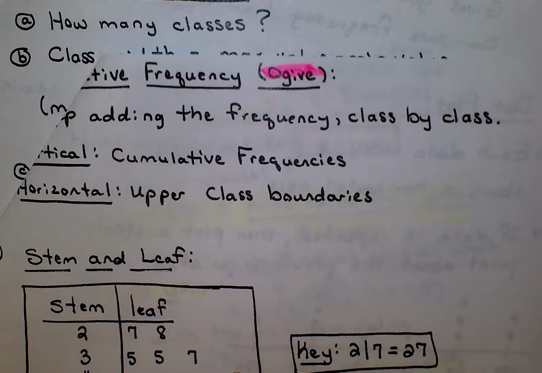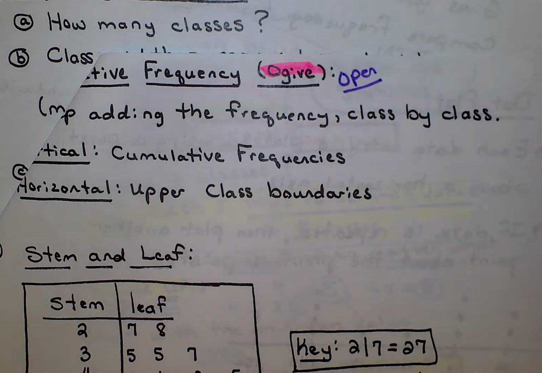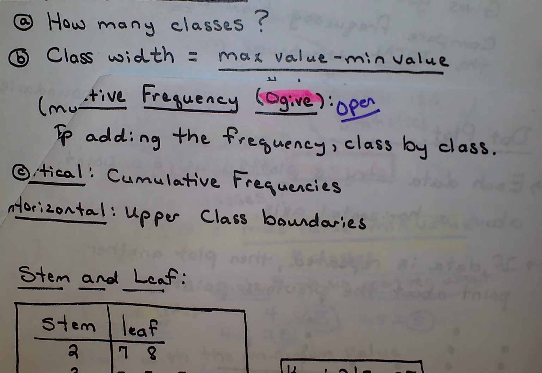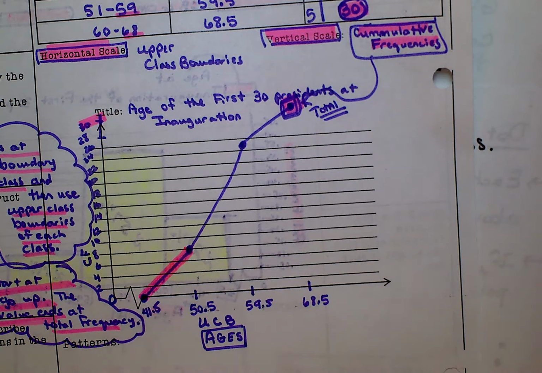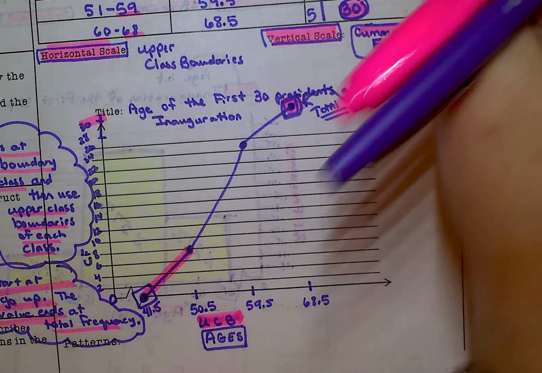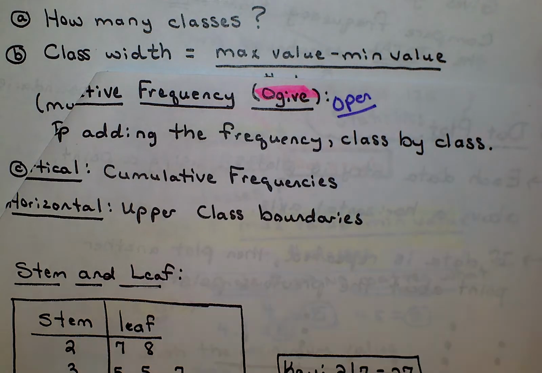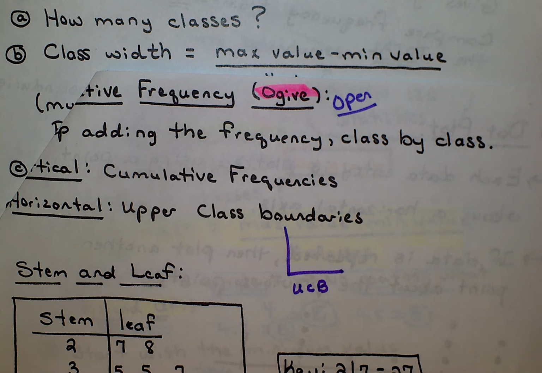The ogive is the one that is open. Remember, with your ogive, you're going to go backwards one class. So when you do this ogive and you connect it, remember you have to go back one to put it on the x-axis. And this is your upper class boundaries for the ogive. So remember, your horizontal is your upper class boundaries.